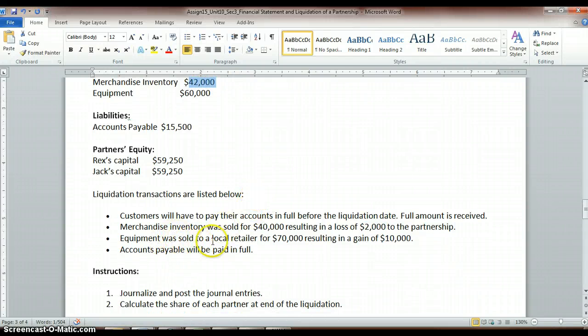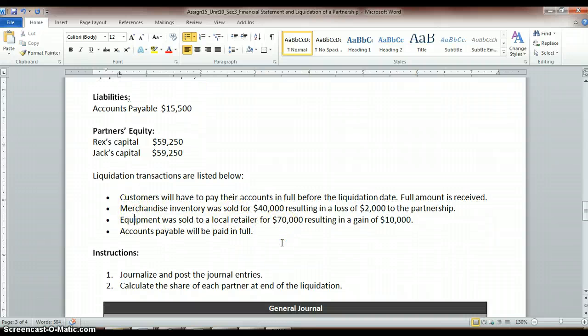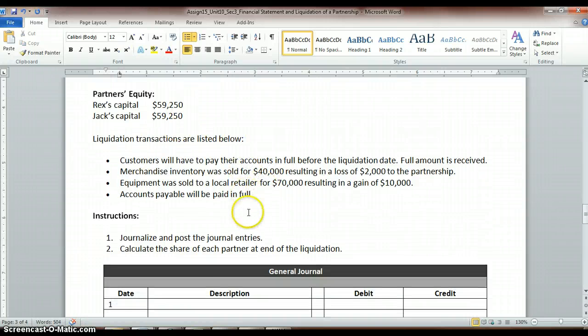And then we have equipment was sold to a local retailer for $70,000, resulting in a gain of $10,000. So that's good. Here's our equipment value at $60,000. We sold it for $70,000, so that's a gain. That again we'll have to split between our two capital accounts, and then closing out our equipment account. Then our last transaction is that we paid off our accounts payable in full. So we paid off our accounts payable with this $15,500 and closed out that account.